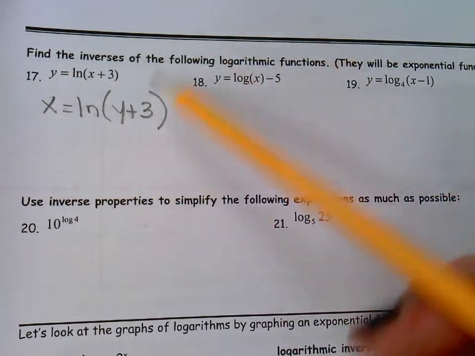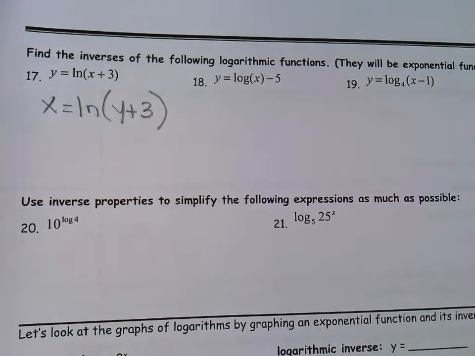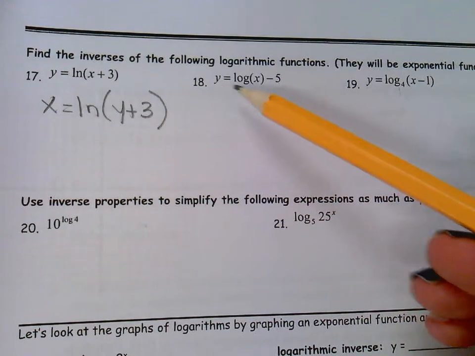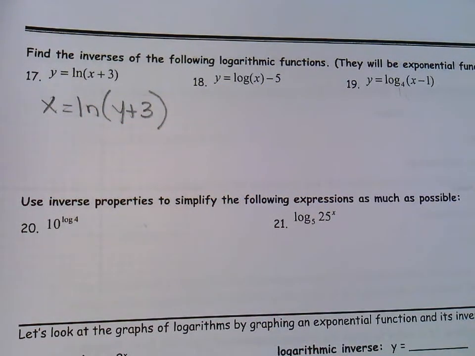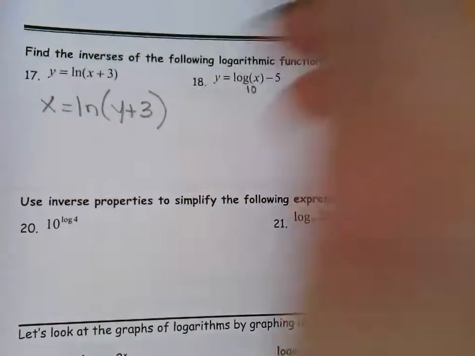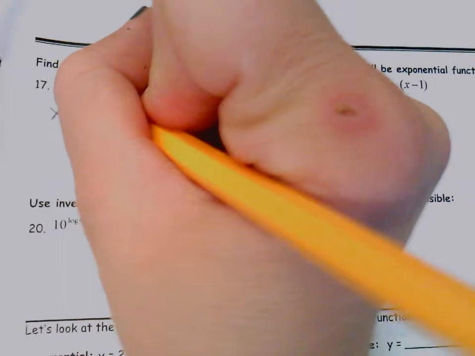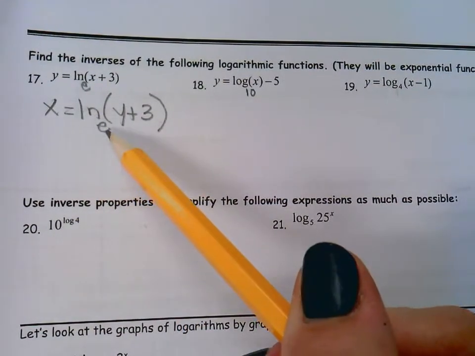I can just switch forms. But to switch forms, I need to know what my base is. So see how there's a base over here on 19? It's 4. What is the base on 18 and what is the base on 17 that they're not writing? Yep, the base on 18 is 10. The base on 17 is actually the constant e. This is log with a base of e.